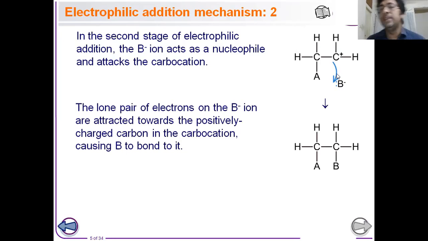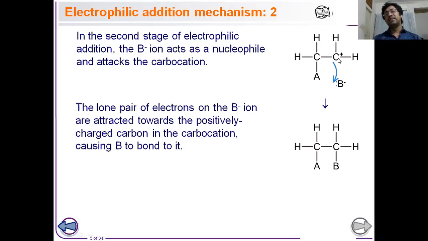There is a mistake in the figure. Here the direction of the arrow will be just opposite. It should be towards C+ from B-. So after the mechanism, in the last step of this mechanism, we will see an addition product is formed. That is why it is called electrophilic addition reaction.